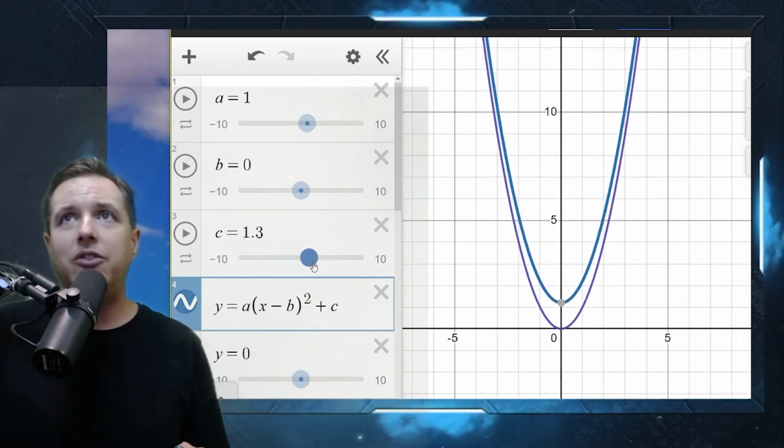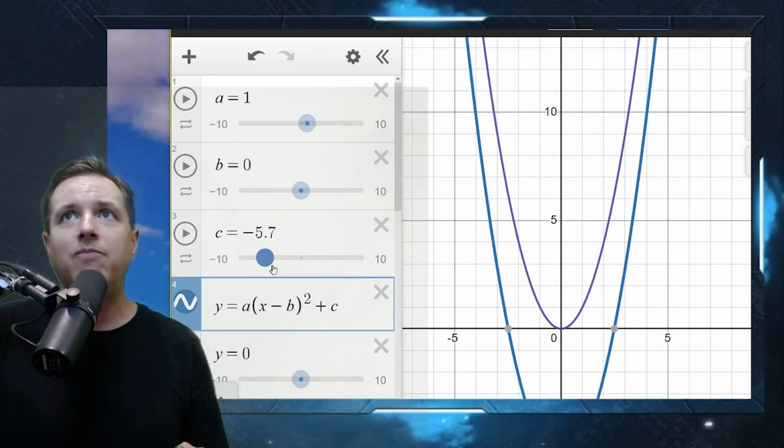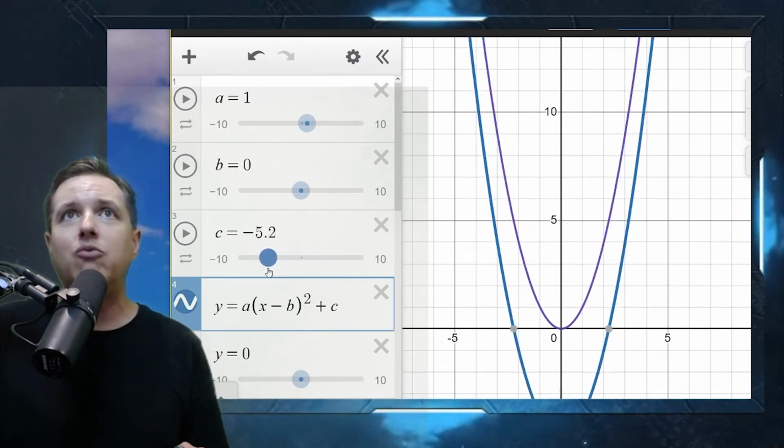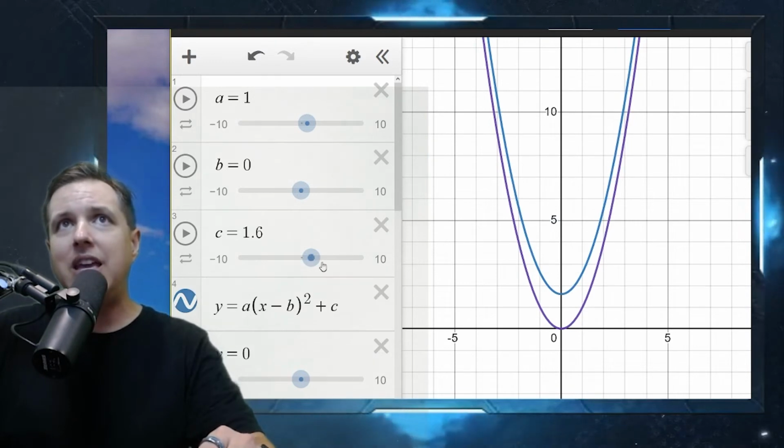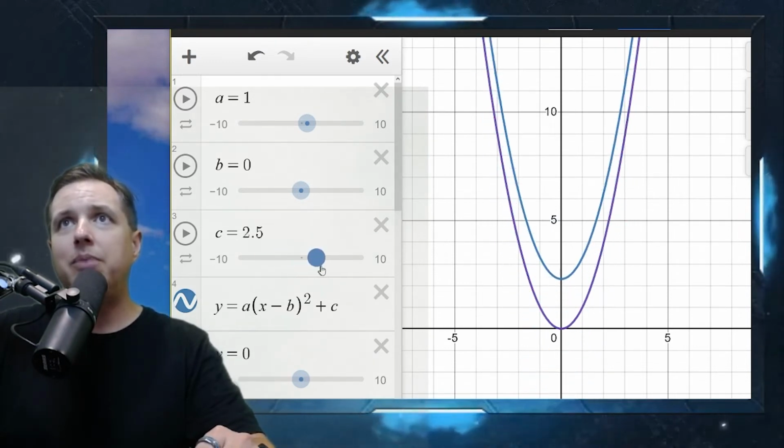I see. So you see on the screen we still have our x squared, but now we're looking at a modified version where our C value is changing. So when you change the plus C on the end, it just moves the thing up and down.